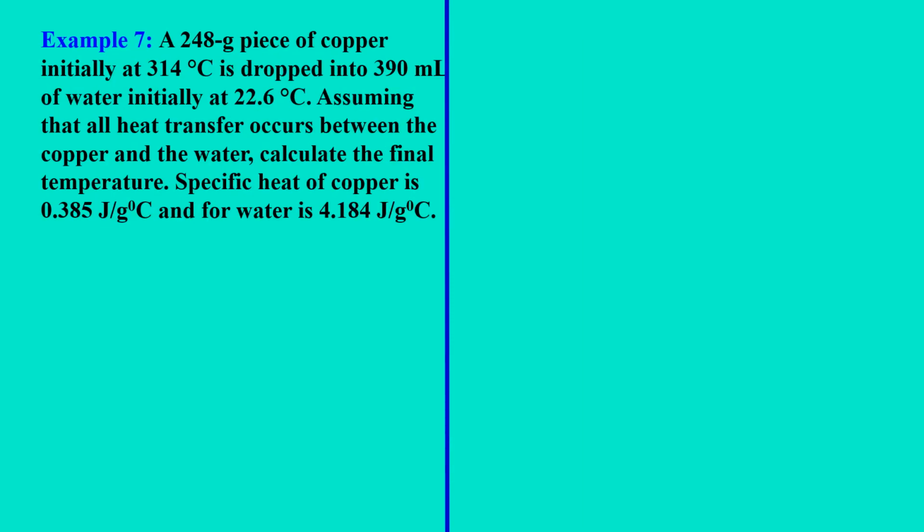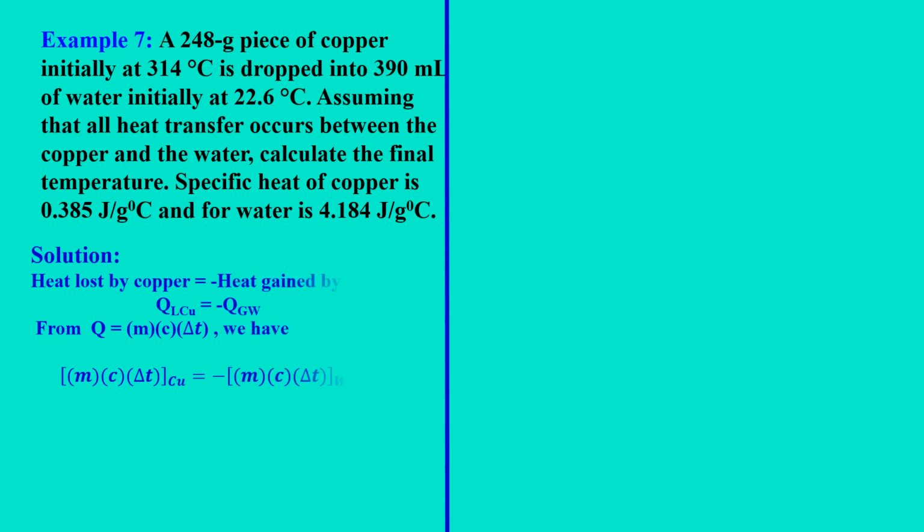Example number 7. A 248 gram piece of copper, initially at 314 degrees Celsius, is dropped into 390 ml of water, initially at 22.6 degrees Celsius. Assuming that all heat transfer occurs between the copper and the water, calculate the final temperature. Specific heat of copper is 0.385 joule per gram per degree Celsius, and for water is 4.184 joule per gram per degree Celsius.